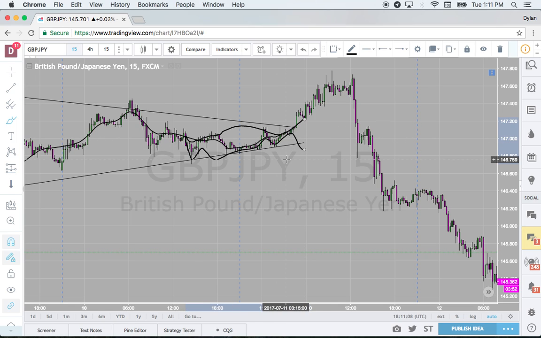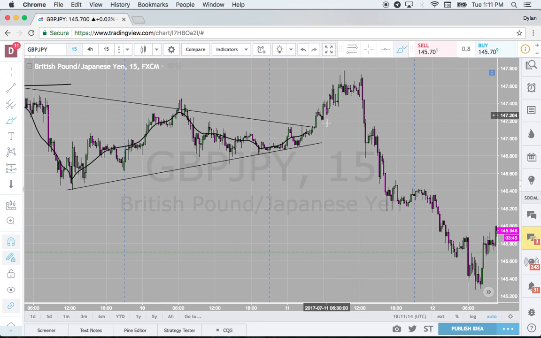I'm sorry, I don't know why these lines are being drawn so bad. Must be my trackpad or something.